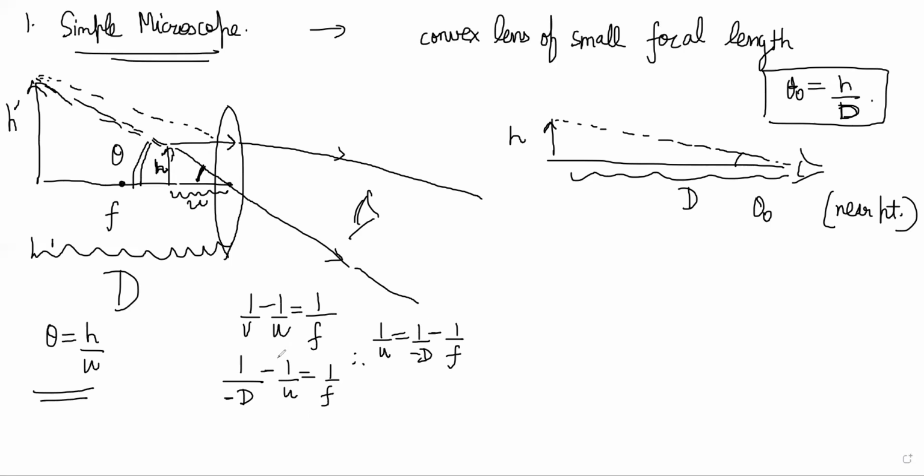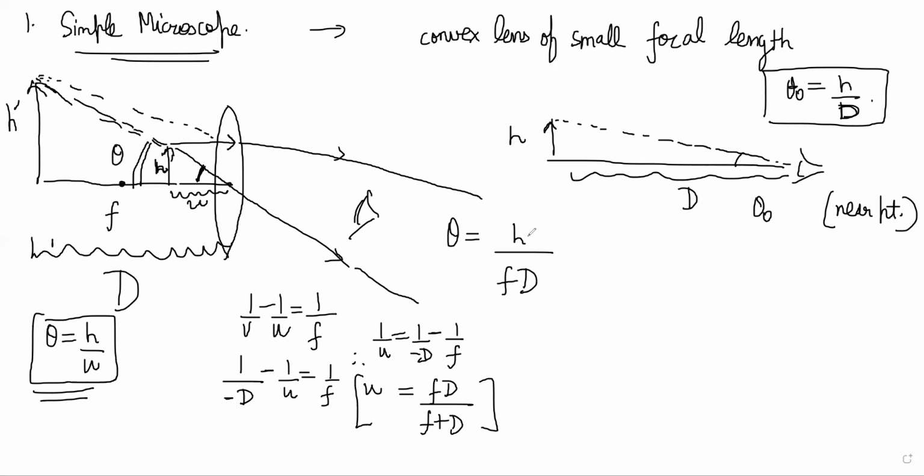So it becomes fd by f plus d, negative. u will come out to be this. It will be negative, that means that it is on this side. So the theta angle now you can write down. Theta angle becomes h by fd by f plus d. So this is your theta angle now. This is the angular size of the image now, right?